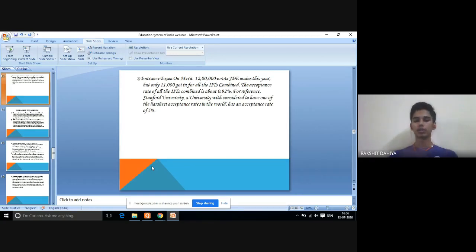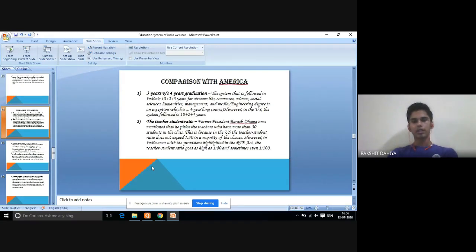So if I move towards my next style, it says comparison with America. What if I compare India with America? It will tell us 6 points, I guess. Yes, 6 points that I want to compare with America. First is 3 years versus 4 year graduation. India, as I told you about the Indian system, it is 10 plus 2 plus 3, which means 3 years of graduation.